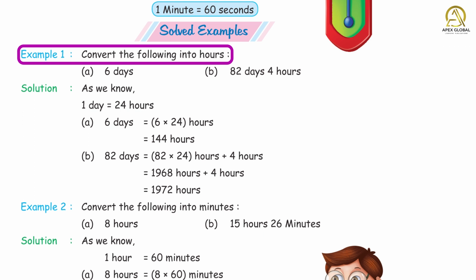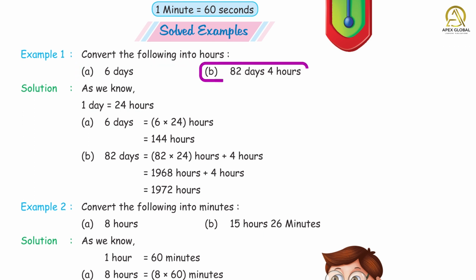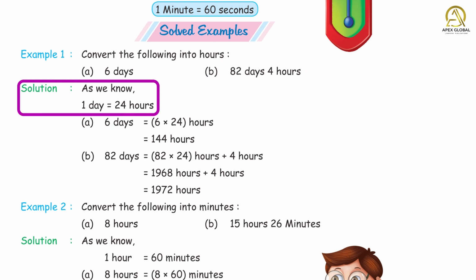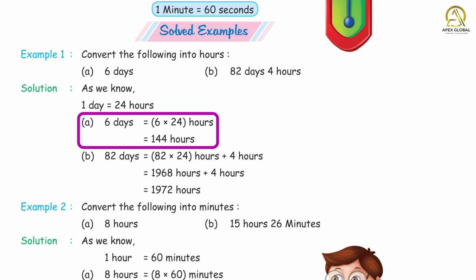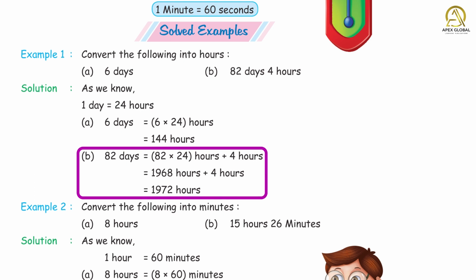Solved example. Example 1. Convert the following into hours. A. 6 days. B. 82 days 4 hours. Solution. As we know, 1 day equals 24 hours. A. 6 days equals 6 into 24 hours, equals 144 hours. B. 82 days, 82 into 24 hours plus 4 hours. 1968 hours plus 4 hours, 1972 hours.